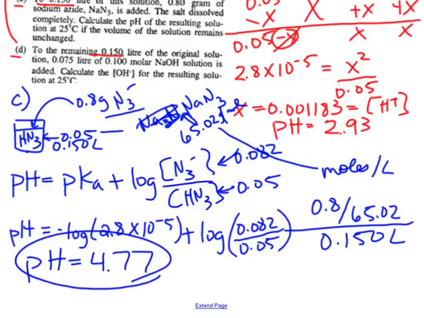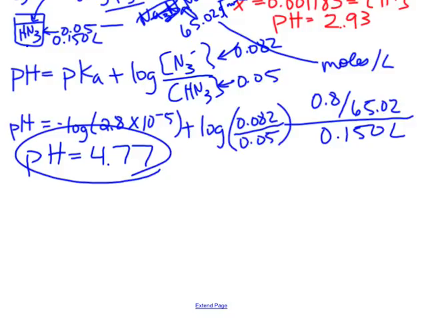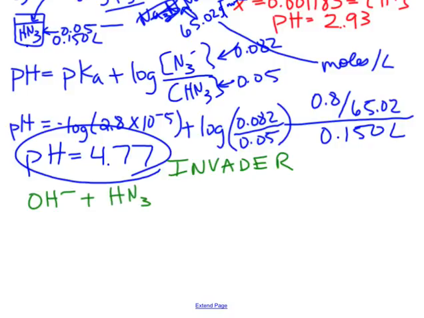And the last part, we're going to go back to our original acid and take that other remaining 0.15 liter, and this time we're adding 0.075 liters of something strong. So we're adding something strong to a weak acid. And what is adding something strong to a weak acid? It's an invader problem. So how do we start invader problems? With a Stoich table. We're adding sodium hydroxide to that original acid, correct?